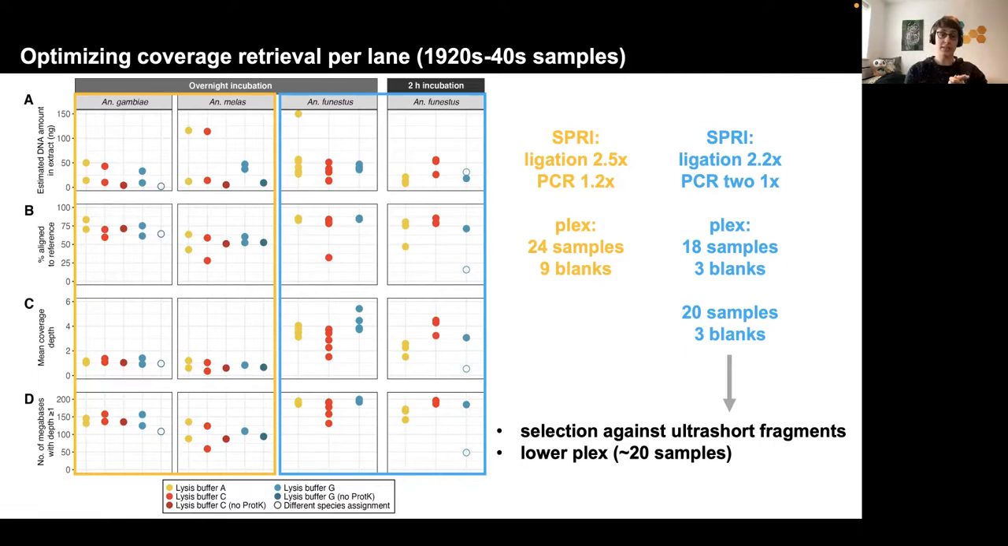And so in this experiment, we decided to continue forward for our future mosquito samples by selecting against ultra short fragments and to use a lower plex if you plan on sequencing fewer lanes. If you plan on sequencing many more lanes, you can also go for a higher plex, which is always good for the sequencer anyways, but 20 should be good.